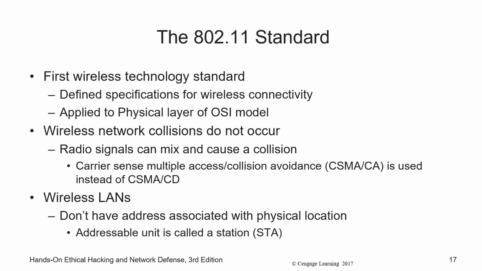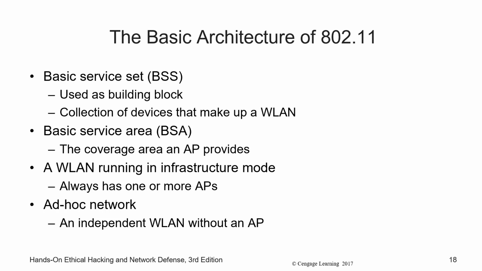So wireless LANs don't have an address associated with a physical location. Instead, every addressable unit is called a station, or an STA. So in 802.11, you have a basic service set, or BSS, that's the main building block. And then it's a collection of devices that makes up your wireless LAN. And a BSA, or a basic service area, is the coverage area around an AP.